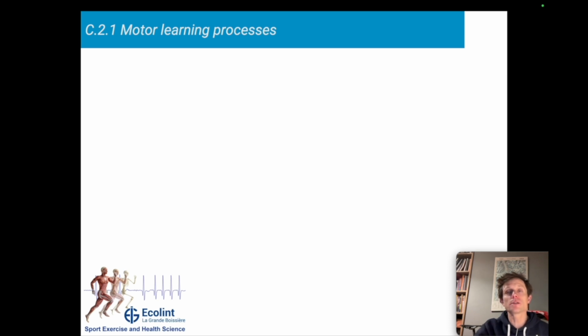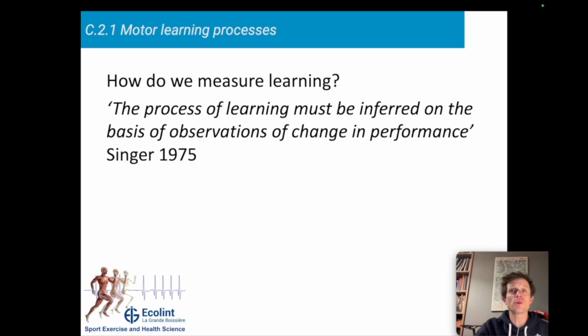This unit then is focused on motor learning. But what do we mean by learning, and, well, how do we measure learning? The way that we measure learning normally is that we have to infer learning based off a change in performance. So if we're measuring an athlete over time and we see a shift in their performance, we might infer that they've learned or they've acquired a new skill.